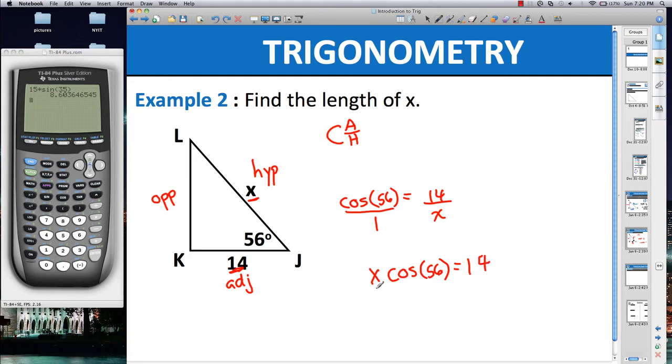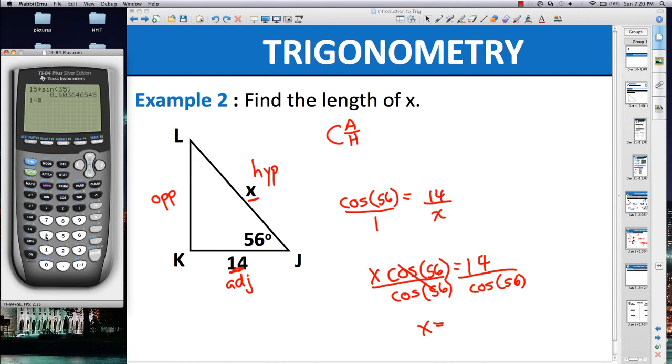To solve for x, we need to divide both sides by the cosine of 56. So 14 divided by cosine of 56. That's going to give us x equals, and then we want to put 14 divided by cosine of 56 into our calculator. 14 divided by cosine of 56. And that gives us 25.